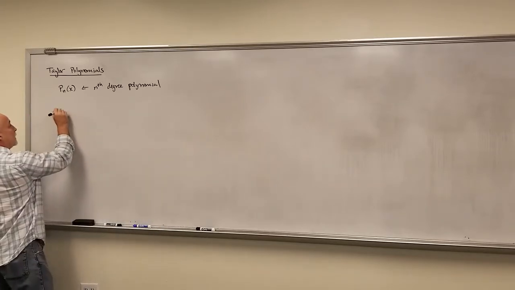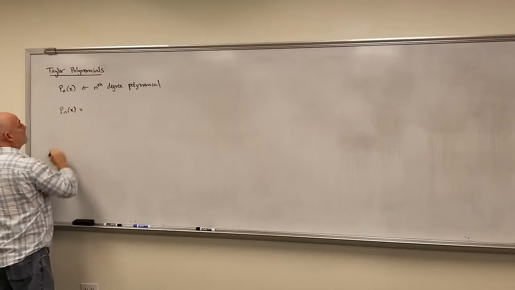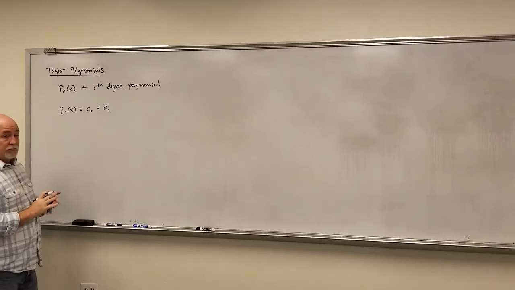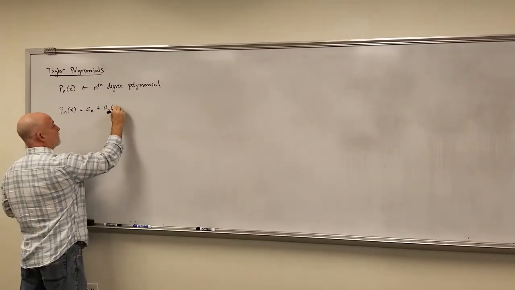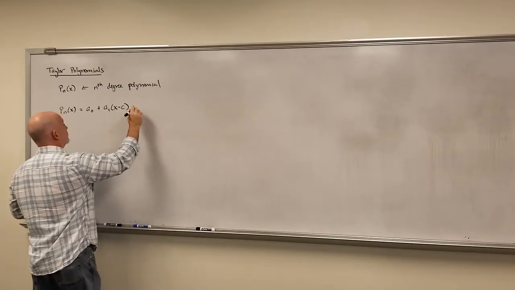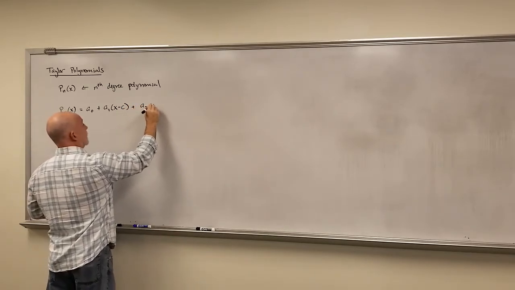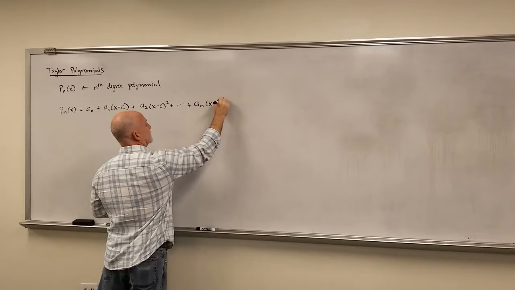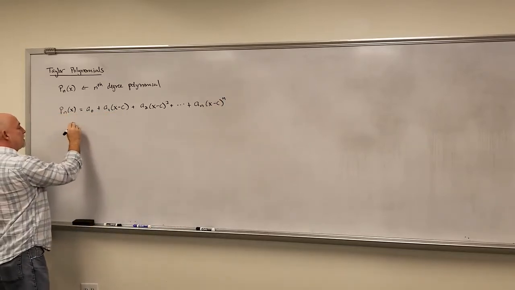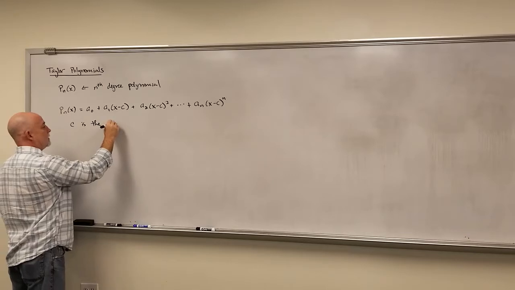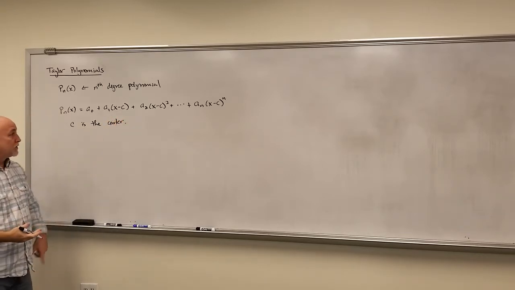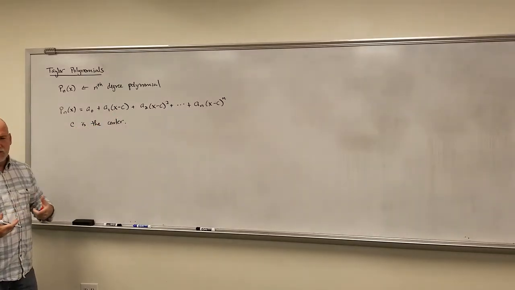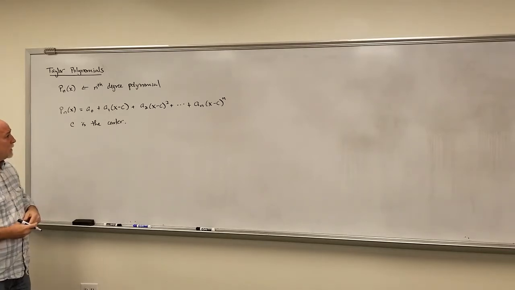So generically speaking, Pn of x is going to be a0 plus a1. Now, I'm going to assume that this one here is centered at some arbitrary value, so x minus c, plus a2 times x minus c squared, plus all the way out to the very last one, an times x minus c to the n. Here we say where c is the center. Now, there's a couple of different ways you can say this. You can say that this polynomial is centered at c, or sometimes books say that it's expanded around c as well.